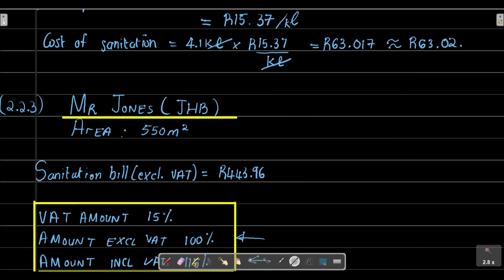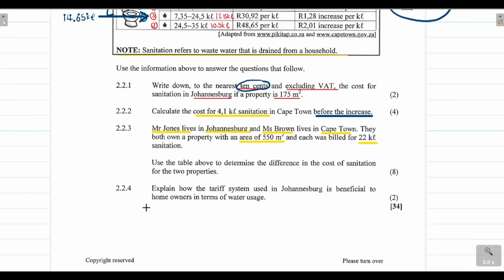Okay, and let's have a look at question 2.2.4. It says, explain how the tariff system used in Johannesburg is beneficial to homeowners in terms of the water usage. We already saw that a person staying in the same size property and using the same water drainage in Johannesburg pays less than a person would in Cape Town. So what would be beneficial about how the tariff system is constructed for people that stay in Johannesburg?